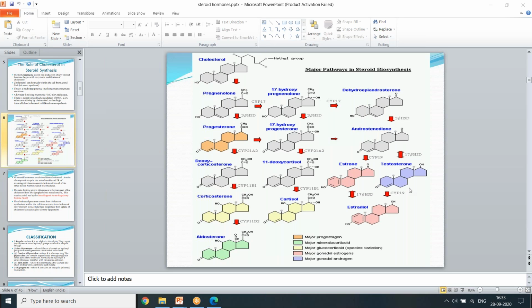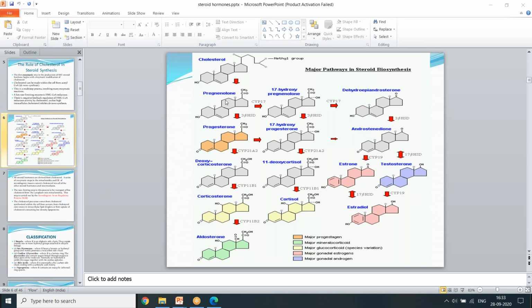Okay, so here now we have reached the formation of estrone and testosterone. Both of them form estradiol, and you know estrogens, that is estrone and estradiol, are female sex hormones, and testosterone is a male sex hormone, and all three of them are present in different concentrations in the female as well as in the male body.